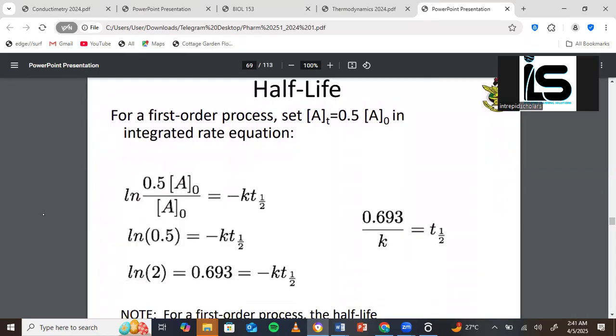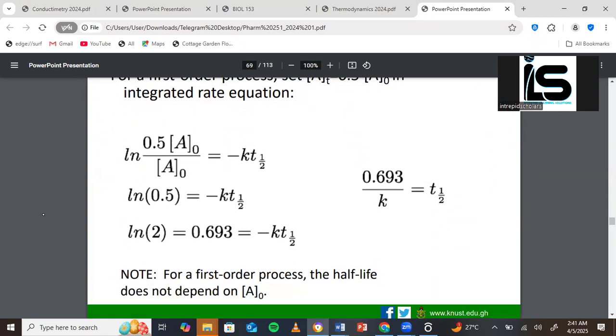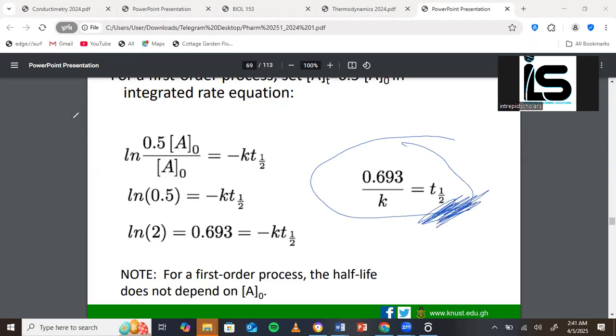Now, half-life means the concentration of A at time T is half of the initial amount, 0.5 of the initial amount. If you put it in the equation for first order, you get this. You get that T half is equal to 0.693 over K. So if you are finding the half-life of a first order reaction, this is the formula you use.